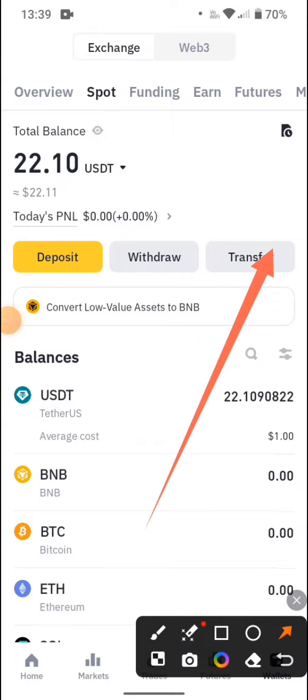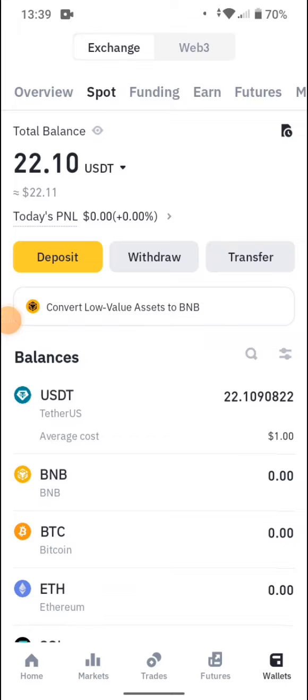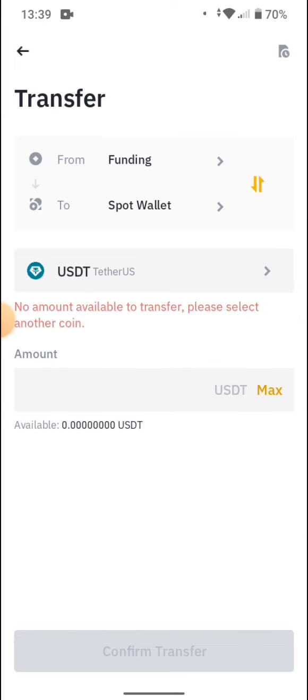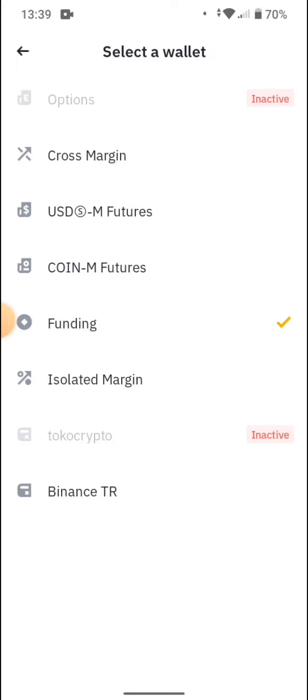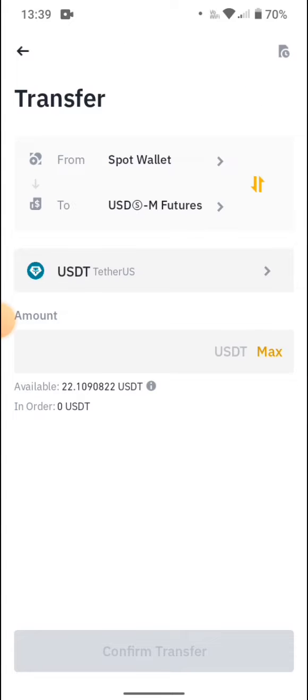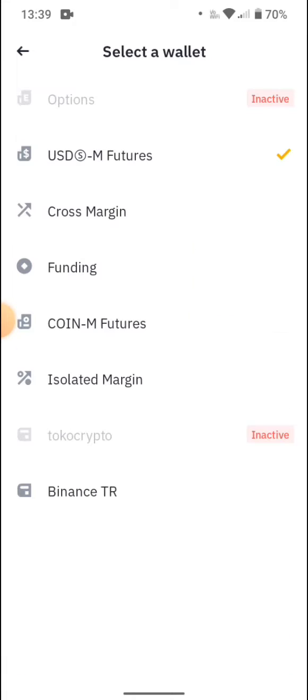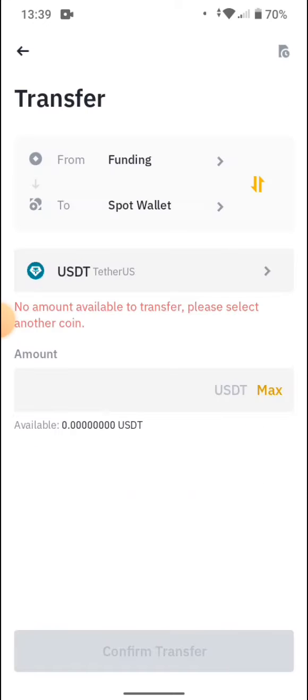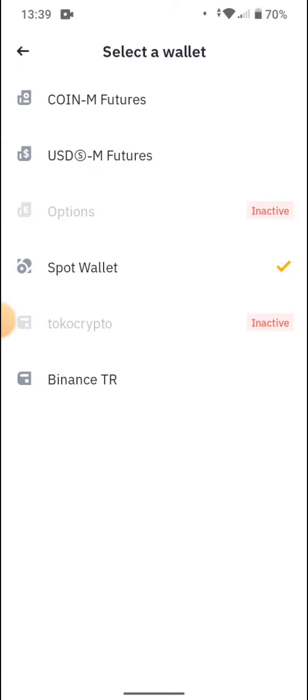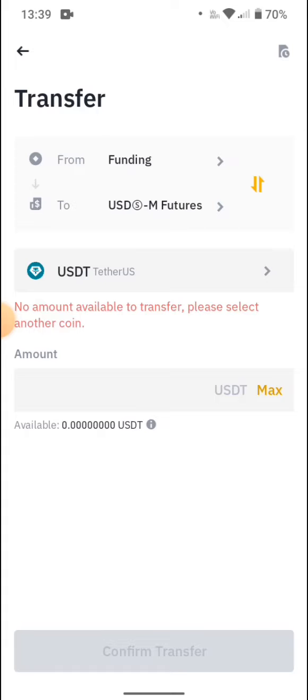I just need to come here and tap on transfer. You are going to transfer this money, so you select from what to USD-M futures. I'm going to transfer from my spot to futures. If the money is in your funding account, you just select from funding to USD-M futures. That's basically how you do it.